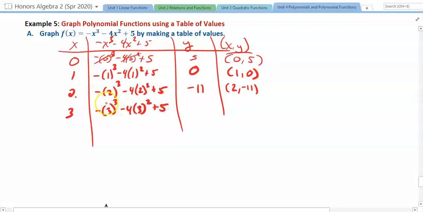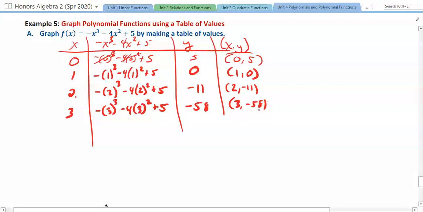And so I end up with negative 27. This is negative 9, and times 4 is negative 36. So negative 27 and negative 36, that is a negative 63. Plus 5 will give me a negative 58. And so I'm at 3 and negative 58.